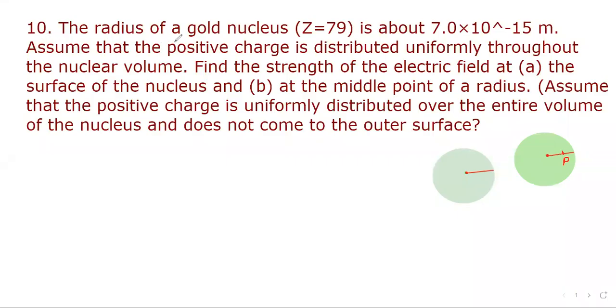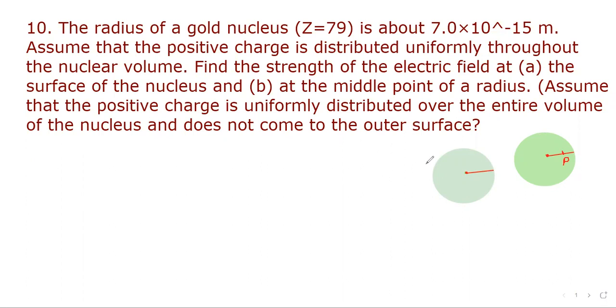Question number 10. The radius of a gold nucleus, Z equal to 79, is about 7 into 10 to the power minus 15 meter. Assume that the positive charge is distributed uniformly throughout the nuclear volume. Find the strength of the electric field at part 1, the surface of the nucleus, and part 2, at the middle point of radius. Assume that the positive charge is uniformly distributed over the entire volume of the nucleus and does not come to the outer surface.